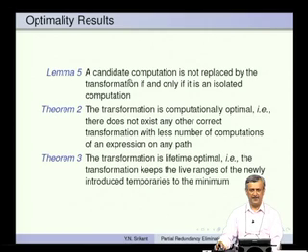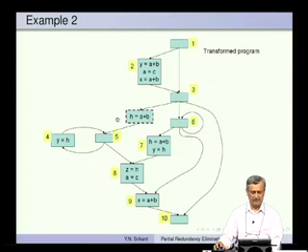Then the fifth lemma says a candidate computation is not replaced by the transformation if and only if it is an isolated computation. This is what I was saying. So, unnecessary computations are not really replaced. So, that is something like in this case, for example, this computation is not replaced, this computation is not replaced, etc.